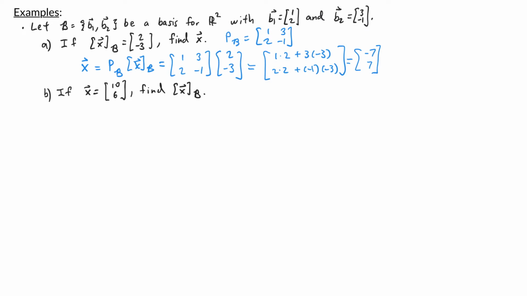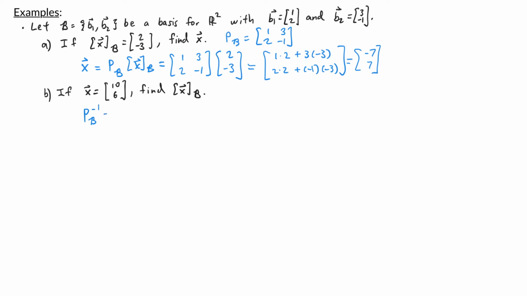In part B, we're given that the standard coordinates for x are (10, 6), and we want to find the B-coordinate vector for x. So to find the B-coordinate vector for x, we need to multiply P_B inverse by x. So first, let's find P_B inverse.